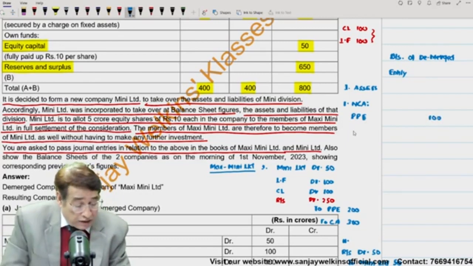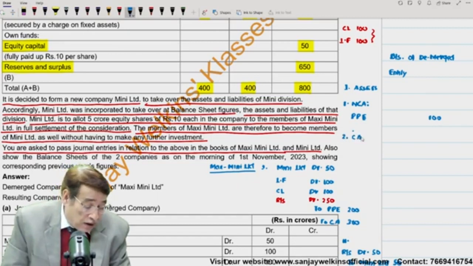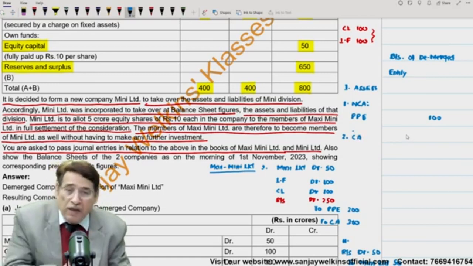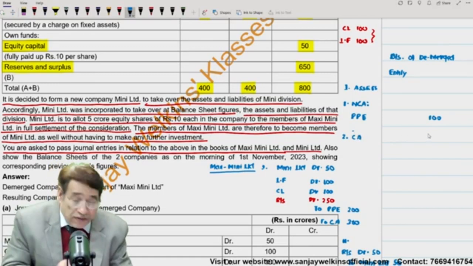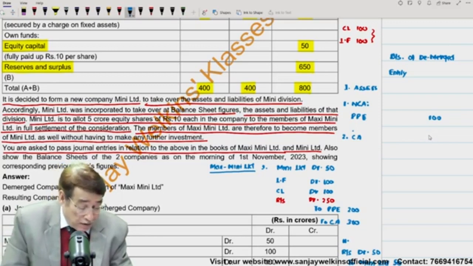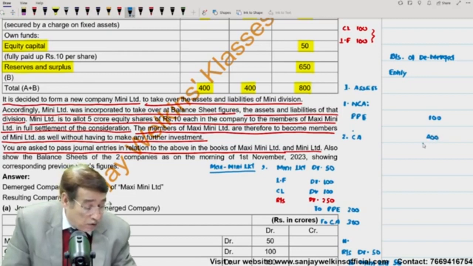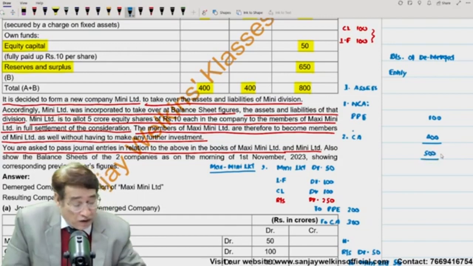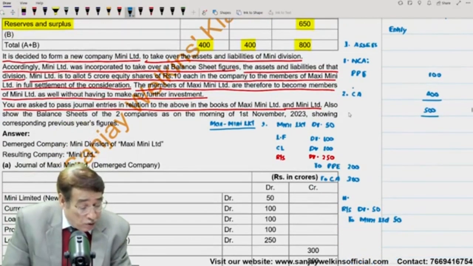Then we have current assets. Similarly, current assets of Mini division are taken over, but current assets of Maxi division are still with the demerged entity. So you will write the current assets of the division not taken over, 400. So you can easily and in a straight manner prepare the balance sheet, total 500. Correct?